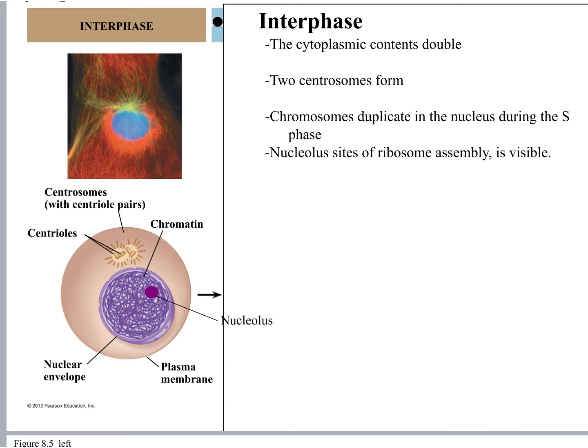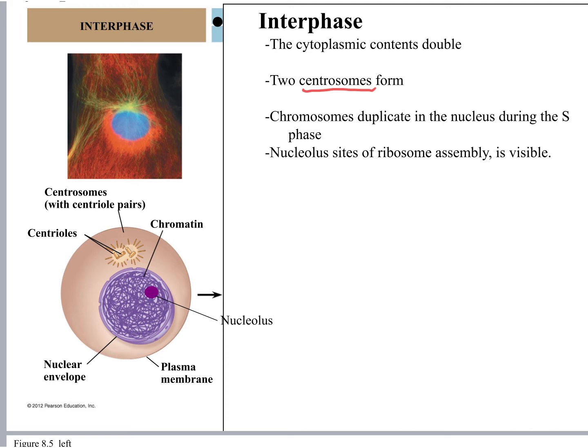Let's just look at interphase first. Let's look at some of the structures that are present. So in interphase, the cytoplasmic contents double. So that means everything inside of the cell doubles. And then more importantly, let's look at the centrosomes. These wouldn't normally be present. They're only present when a cell is getting ready to divide.